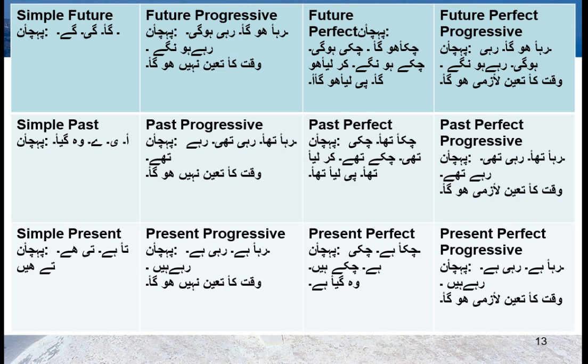Future perfect progressive tense has inclusion of time limit, while progressive tense does not have inclusion of time. These are the major differences.